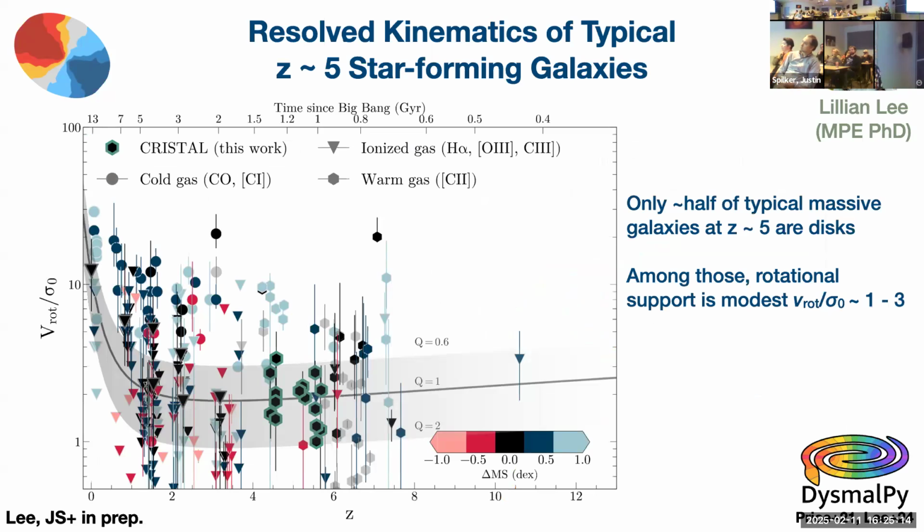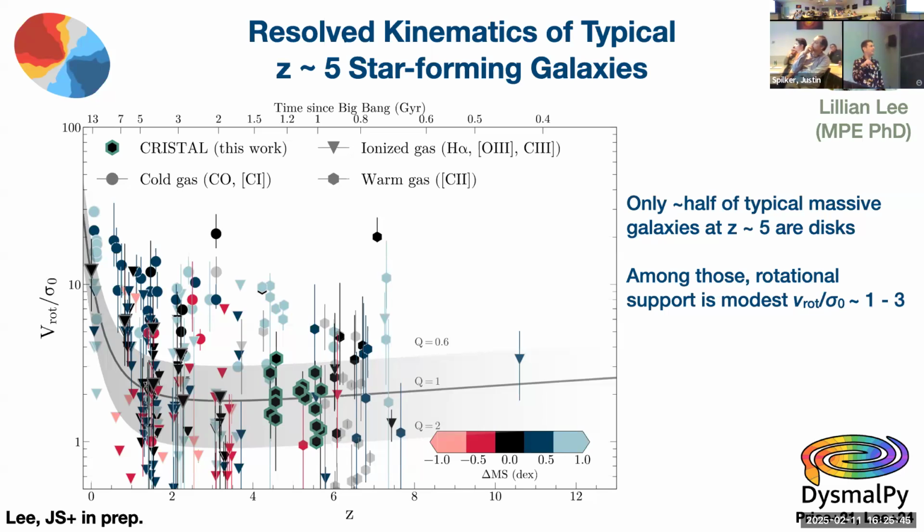Essentially, our points are these hexagons in green here. This y-axis is essentially the ratio of rotational motion to turbulent motion, where typically what people will do is say, well, if V over sigma is greater than 1, then the rotational support dominates. In other words, this is something disk-like. Whereas if this is less than 1, then the turbulent motions are dominant over the rotational motions, and so it's not really a rotating system very much.